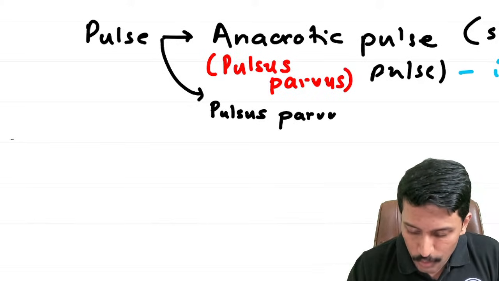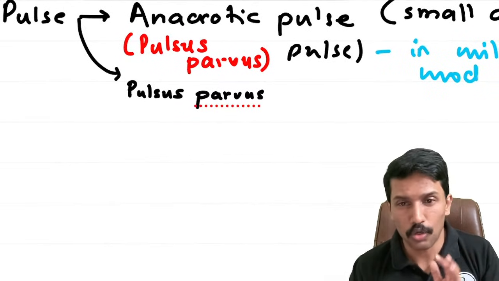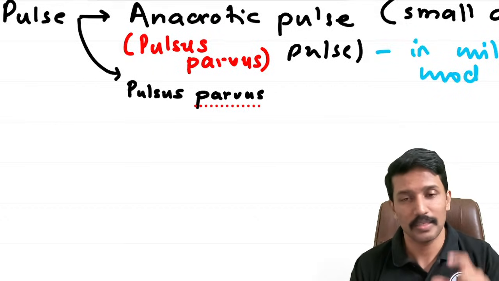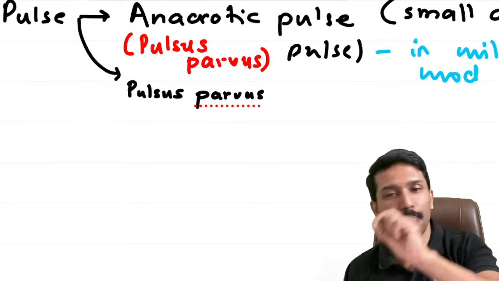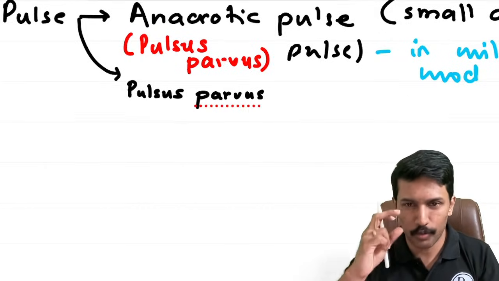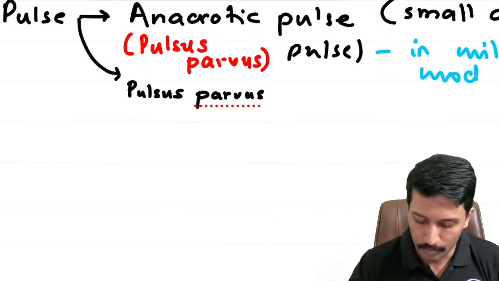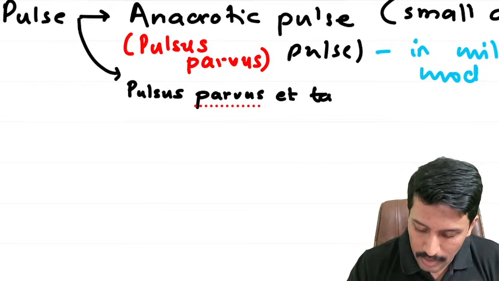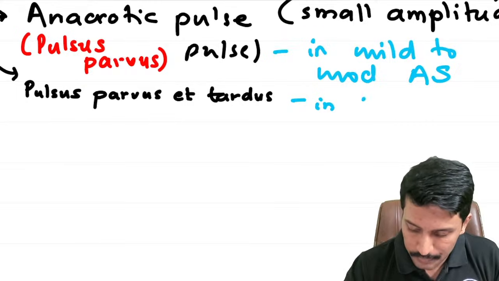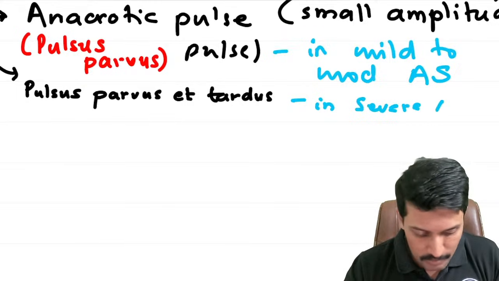This is something that during bedside discussion, your teachers are very fond of asking if you have a case of aortic stenosis. They will ask what is pulsus parvus et tardus. So you can say it's a small amplitude, late peaking pulse. Amplitude is small and the peak appears late. Pulsus parvus et tardus. This is encountered in severe aortic stenosis patients.